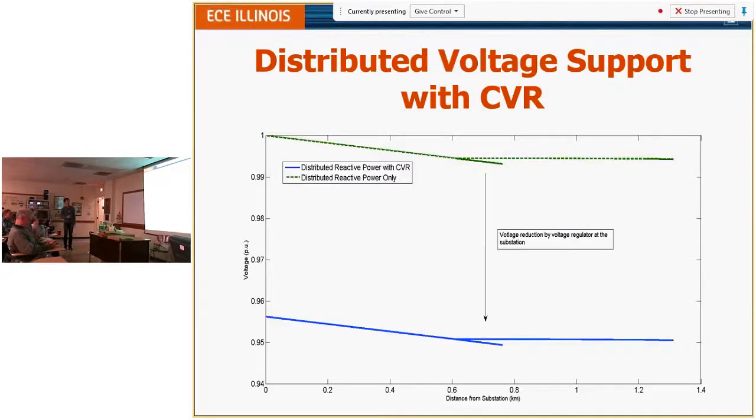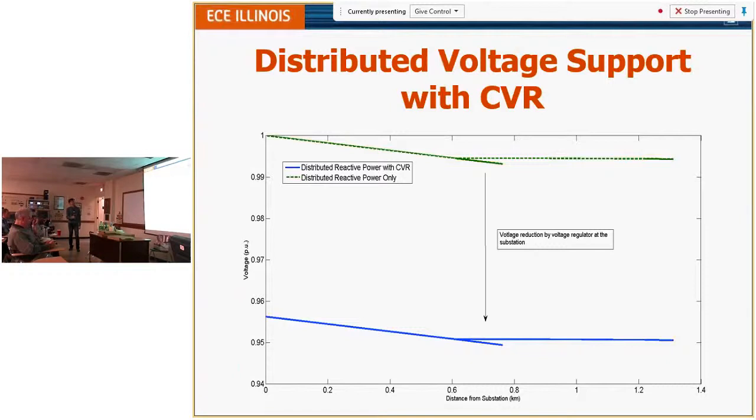So these are the simulation results. The green line over here is actually the voltage before the CVR. It's 0.99 here. It's close to 1. It's not really 1 because I do not have reactive power support on every single node. So this is the best I can get.